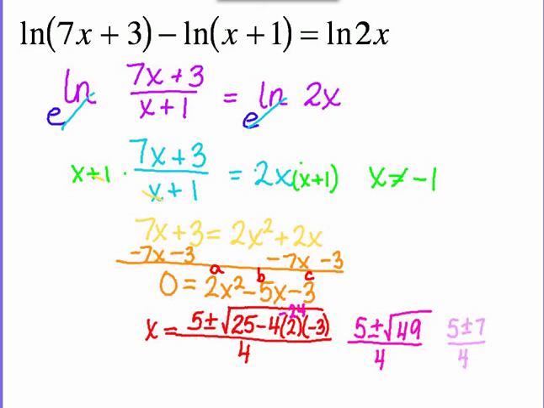So my first answer will be 5 plus 7 over 4, which is what? 12 over 4, which is 3. And then 5 minus 7 over 4 equals -1/2. Yep, -2 over 4. So once again, x cannot equal -1, and it doesn't. So we're good, and 3 and -1/2 are my solutions.